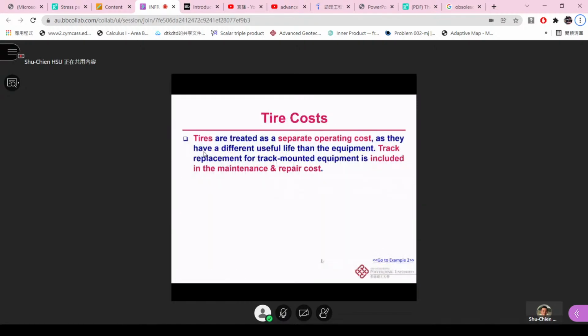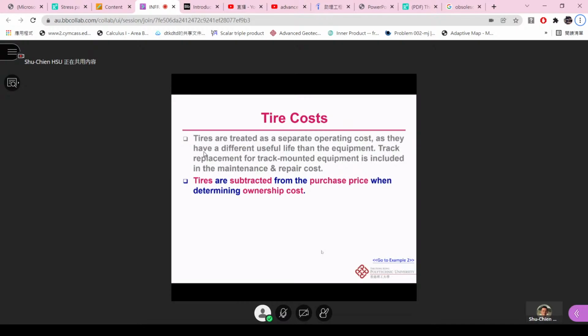All right. So the tire costs should be treated as a separate operating cost, because they have a different useful life than the equipment. The track replacement for track-mounted equipment is included in the maintenance and repair cost because they don't have tires, right? So the tires are subtracted from the purchase price when determining the ownership cost.